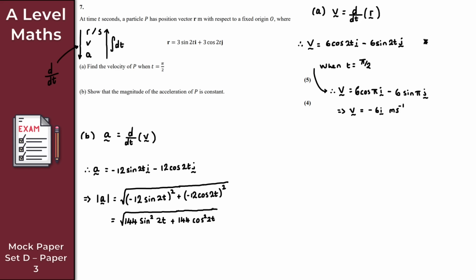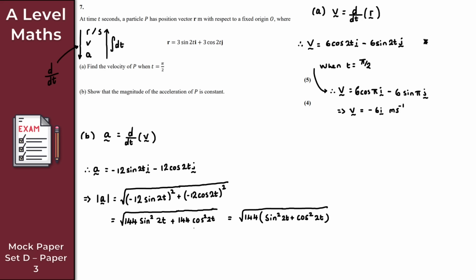Now, at this point that isn't showing us that it's constant. We do need to do a little bit of manipulation to show that the magnitude of the acceleration of P is constant. So what I can do is take the 144 as a common factor for these two terms. So I've got the square root of 144 times sine squared 2t plus cos squared 2t.